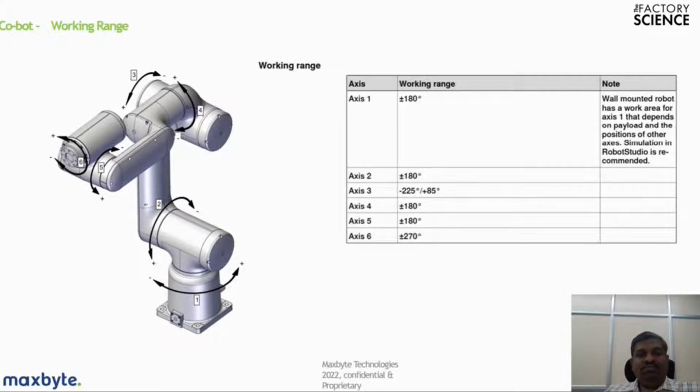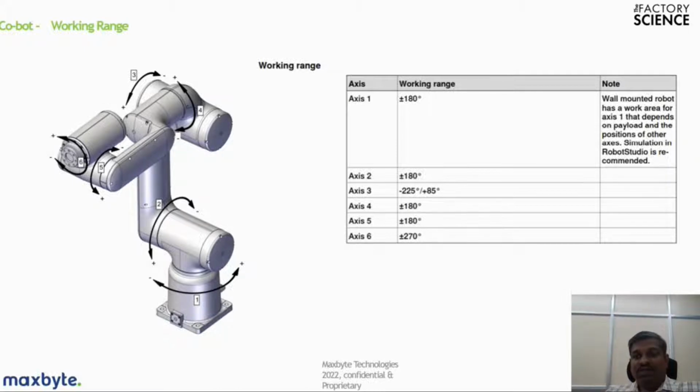This cobot has a working range, with everything in degrees. Axis 1 is plus 180 degrees to minus 180 degrees, and axis 2 is again plus and minus 180 degrees. Axis 3 goes from minus 225 to plus 85 degrees, due to limitations as we cannot go beyond this with axis 2. Axis 4 is again plus or minus 180 degrees, and axis 6 is limited to plus or minus 270 degrees due to end effector limitations and wiring constraints.